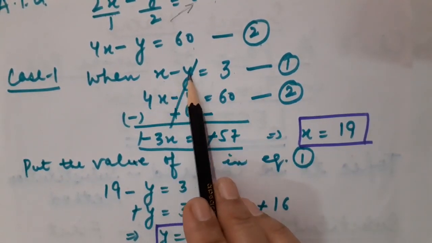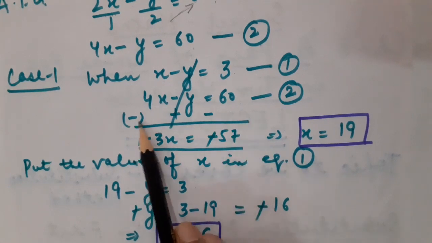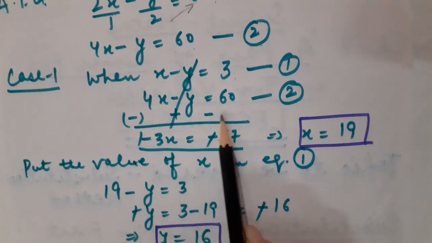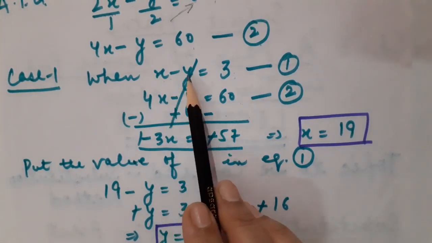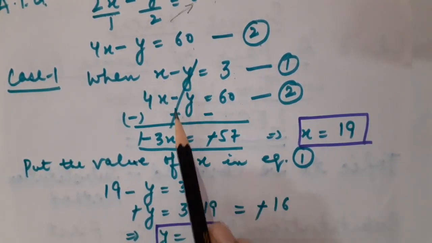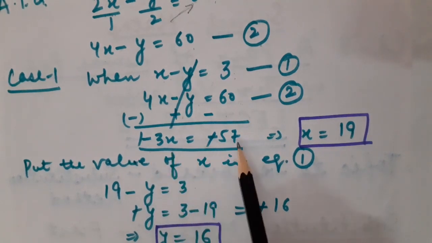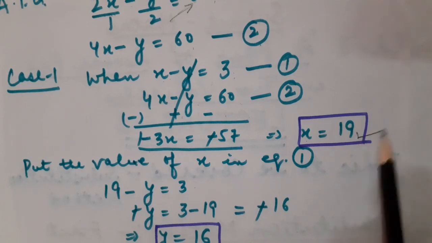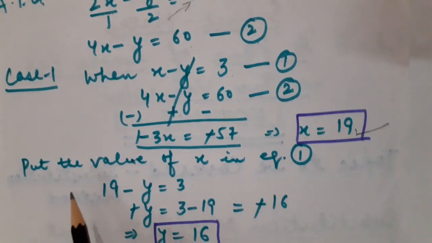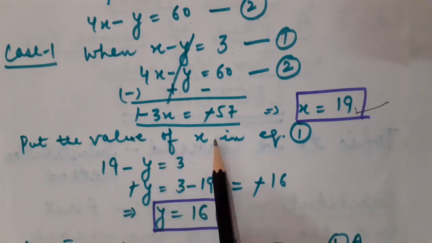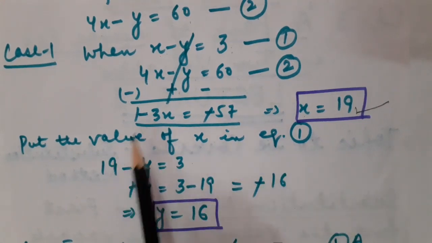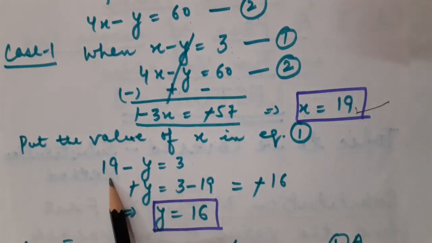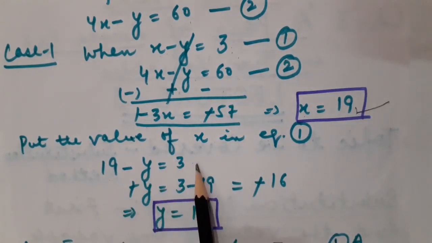Here you can see minus y after changing the sign, after subtracting equation number 1 from equation number 2, I am just going to change the sign. So children, I have got minus y plus y. Both will be cancelled. Here I have got minus 3x is equal to minus 57. So x is equal to 57 upon 3. That is actually 19. Clear? Put the value of x in equation number 1. This is equation number 1. x minus y is equal to 3. So in place of x I am writing 19 minus y is equal to 3.